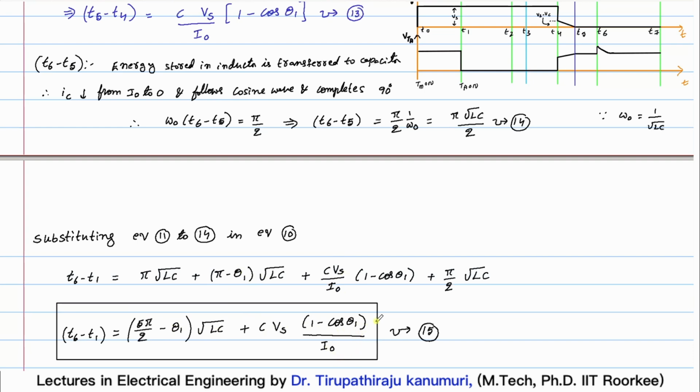I hope how the different times and different parameters came, and how to calculate or design the value of L, C and other parameters, is clear to you.